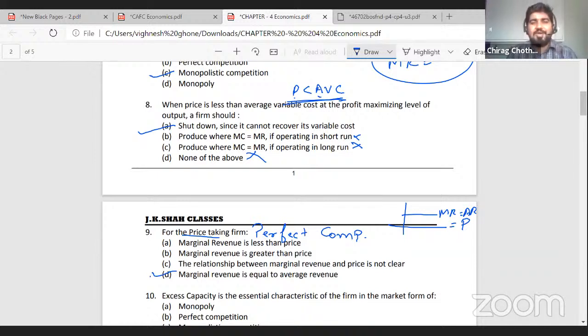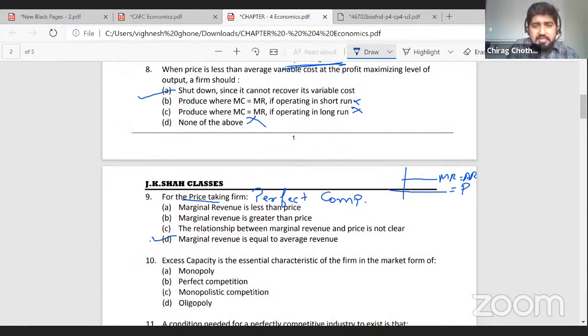That's true. Okay. Next one, excess capacity is essential characteristic of the firm in the market form of excess capacity exists in case of monopolistic competition because there are many sellers, right? So excess capacity will always exist. Okay. So this is our first set of 10 questions, students, which we have covered.